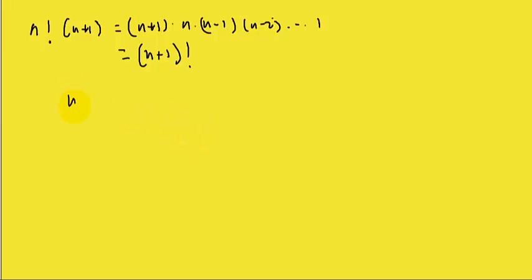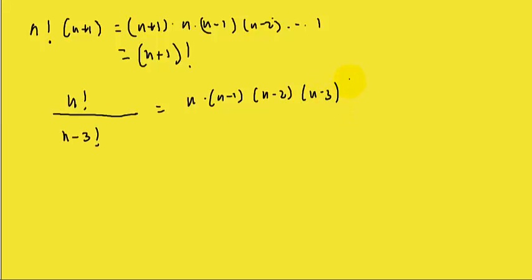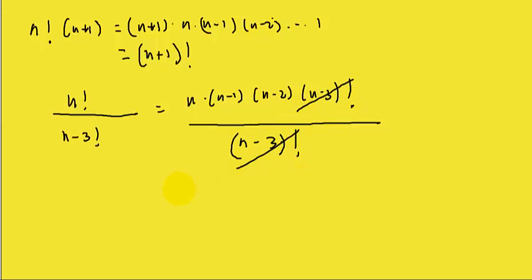Okay, and we can also reduce when we have n's. So let's say you have n factorial, all that over n minus 3 factorial. That's the same thing as n times n minus 1, because we're going down by 1 each time, times n minus 2 times n minus 3, and then we can stop there because I can write that as a factorial, and then n minus 3 factorial on the bottom will reduce off, so my final answer is n times n minus 1 times n minus 2.